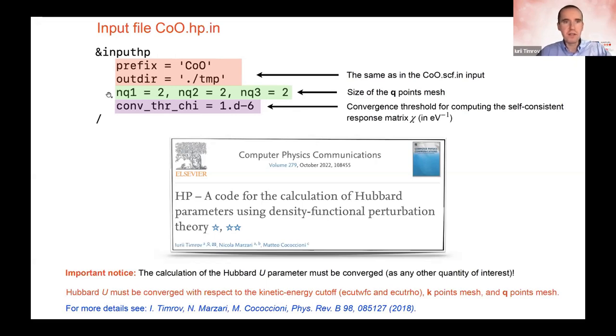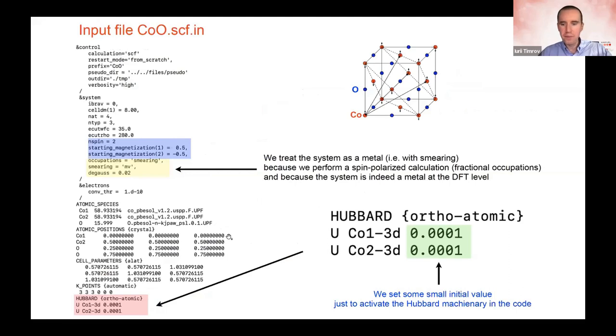So here we have these keywords NQ1, NQ2, NQ3, which are all equal to the same number, 2. So this means we use the Q grid 2 by 2 by 2. So in practice, we need to converge the value of the Hubbard U parameter with respect to the size of this Q-point grid, as well as with respect to the size of the K-point grid, which is in this case 3 by 3 by 3.